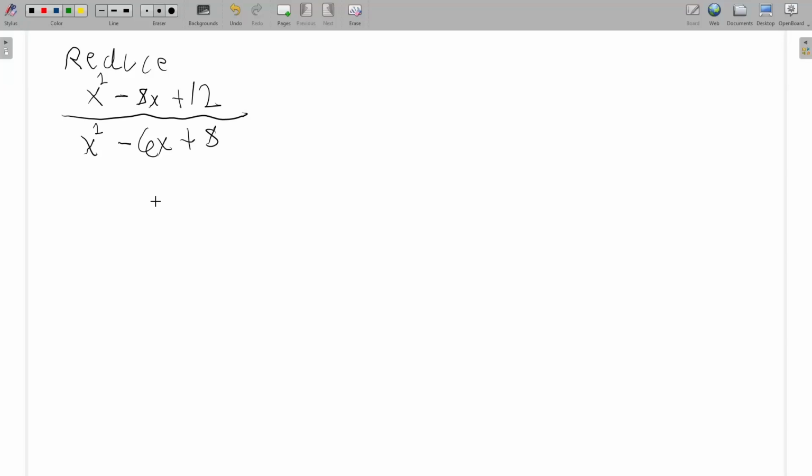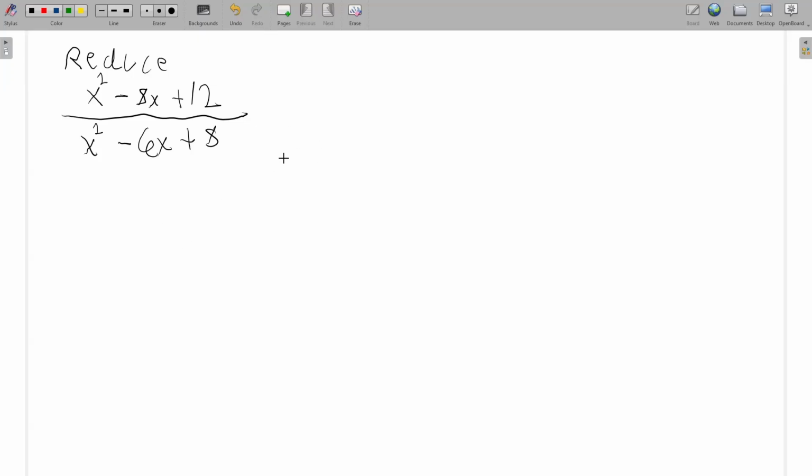Hello everyone. So today we're going to be going over some rational expressions, kind of explaining it easily, and then just doing some practice problems. The different operations are multiplication, addition, subtraction, and then division.